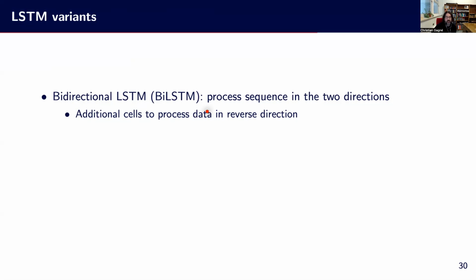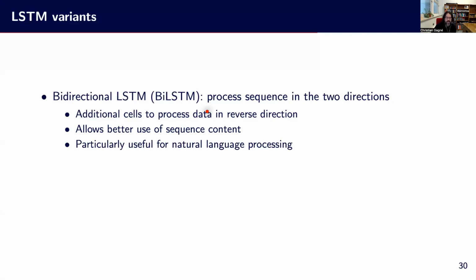And so we have additional cells to process data in the reverse direction, and it allows somehow to capture in a more complex, elaborated way the relation between the elements, because processing one way may bring some bias towards some type of elements and not toward others. With bidirectional, we can capture more elements of the sequence and have possibly a better decision, but the cost is that we have more cells in our network, so the overall network may be more complex. So the bidirectional LSTM allows a better use of the sequence content. And as such, it is quite used for natural language processing. So this is a useful tool for NLP.